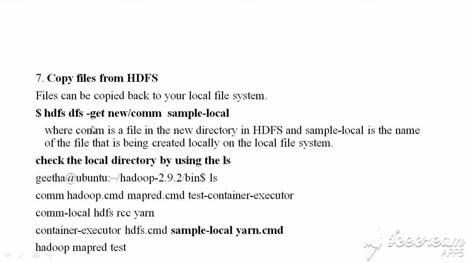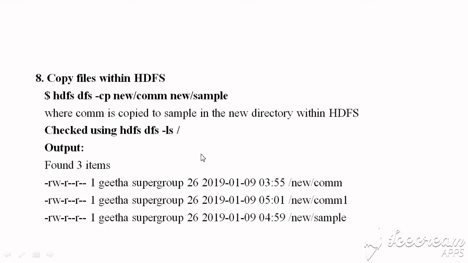Here com is a file which is present in the new directory in HDFS, and this is a sample local file name. I want to copy this com to this file which is present in my local directory. So to do that we use the -get command. Again, if you want to see whether it is copied properly or not, we use the ls command.